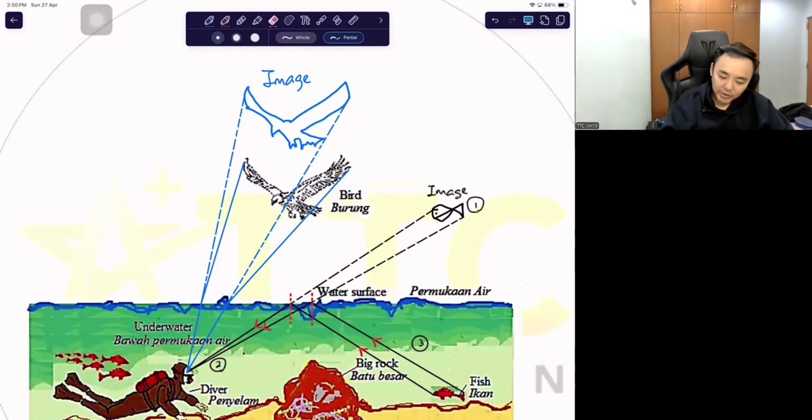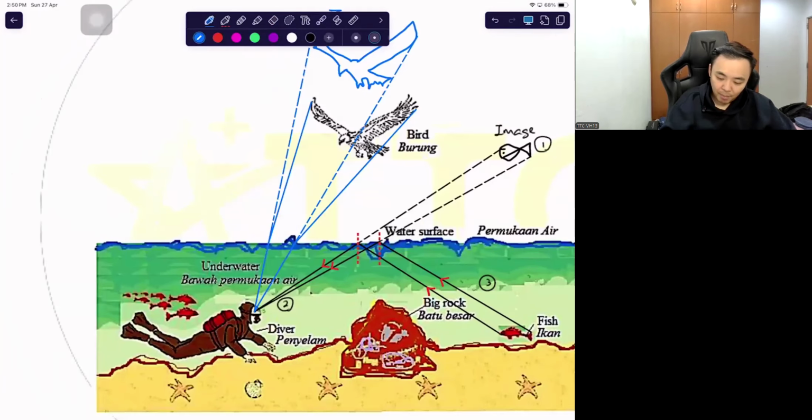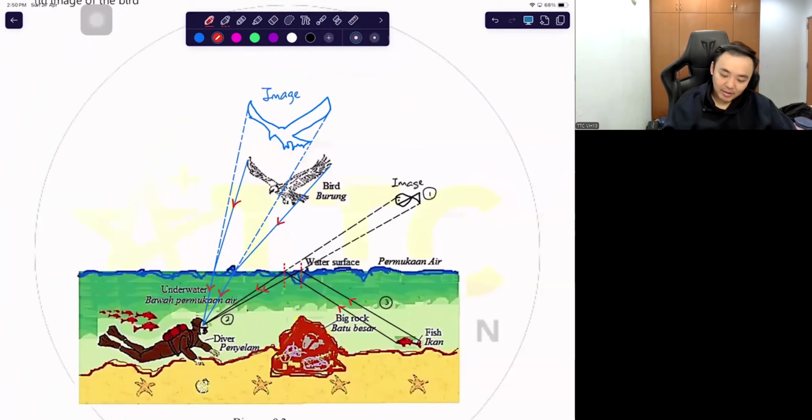Image, draw first, and then light rays to the eyeball, bend back to the object. Don't forget the directions of light, very important, from the real bird to the diver. Understand? So that's the thing. Same thing here. Image 1, light ray 2 to the diver, and then finally bend the light back to the bird. Any questions regarding this?